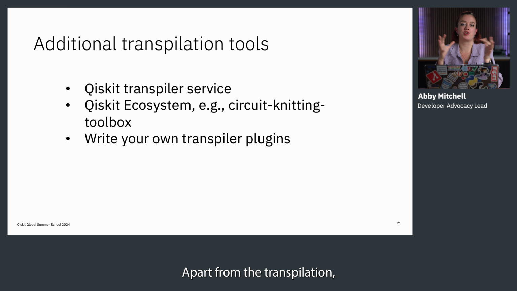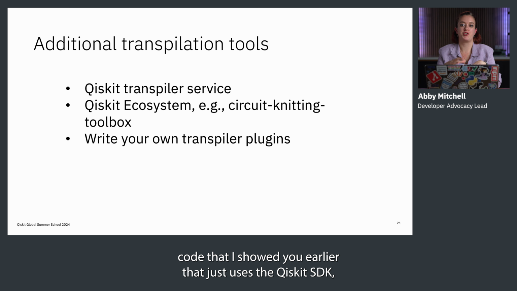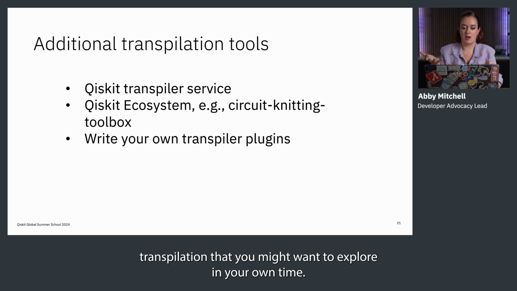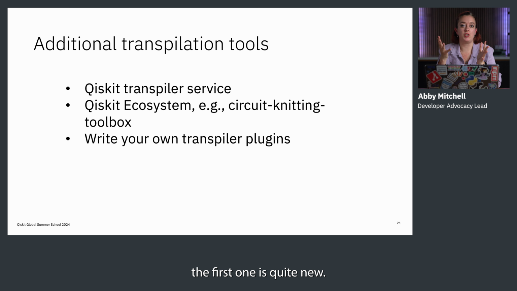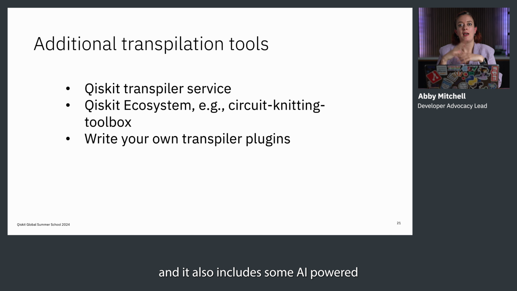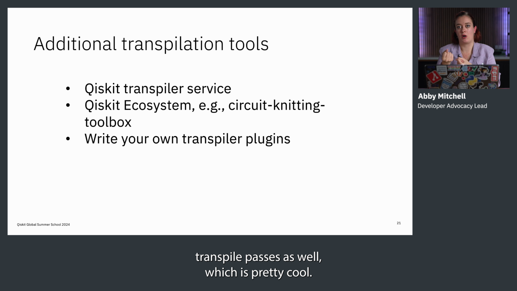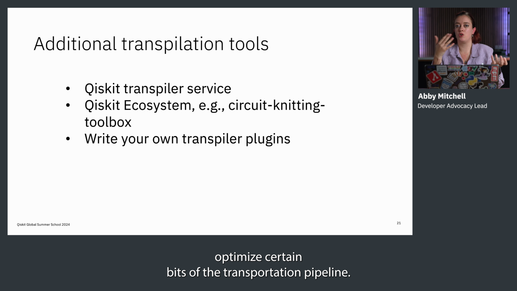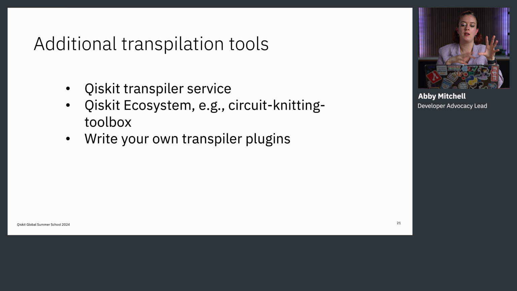Apart from the transpilation code that I showed you earlier that just uses the Qiskit SDK, there are some additional tools out there that are useful for transpilation that you might want to explore in your own time. The first one is quite new. It's the Qiskit Transpiler service. This is a cloud-based service for doing transpilation, and it also includes some AI-powered transpiler passes as well, which is pretty cool. Then within the broader Qiskit ecosystem, there are many different packages or projects out there that might optimize certain bits of the transpilation pipeline.